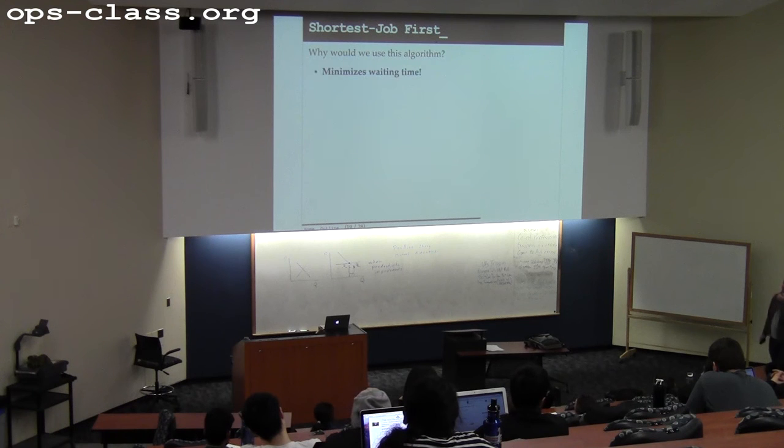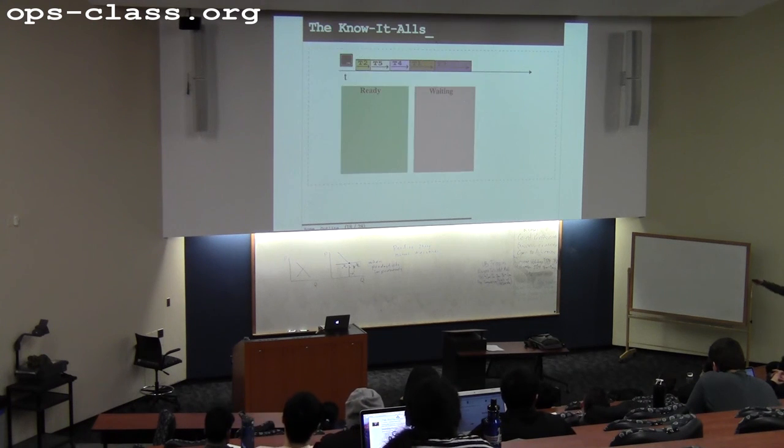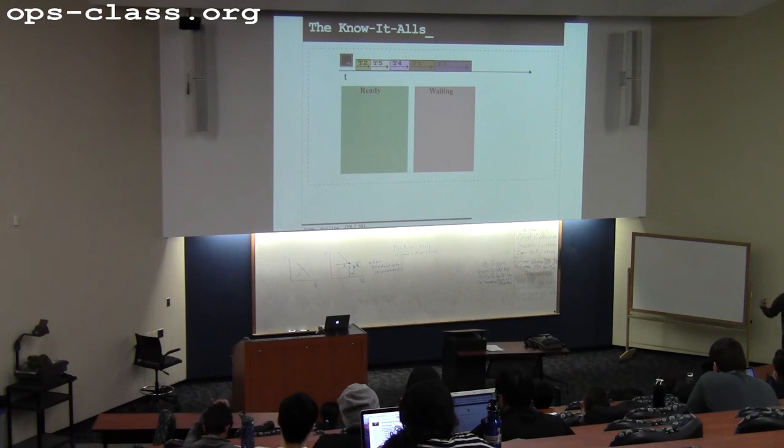Yeah, so it minimizes waiting time, right? So it turns out any other ordering of these, if I average out the waiting time, so this is the waiting time for T2, this is for T5 from here, right? T4, T1, T3. If I average those out, this will minimize waiting time.